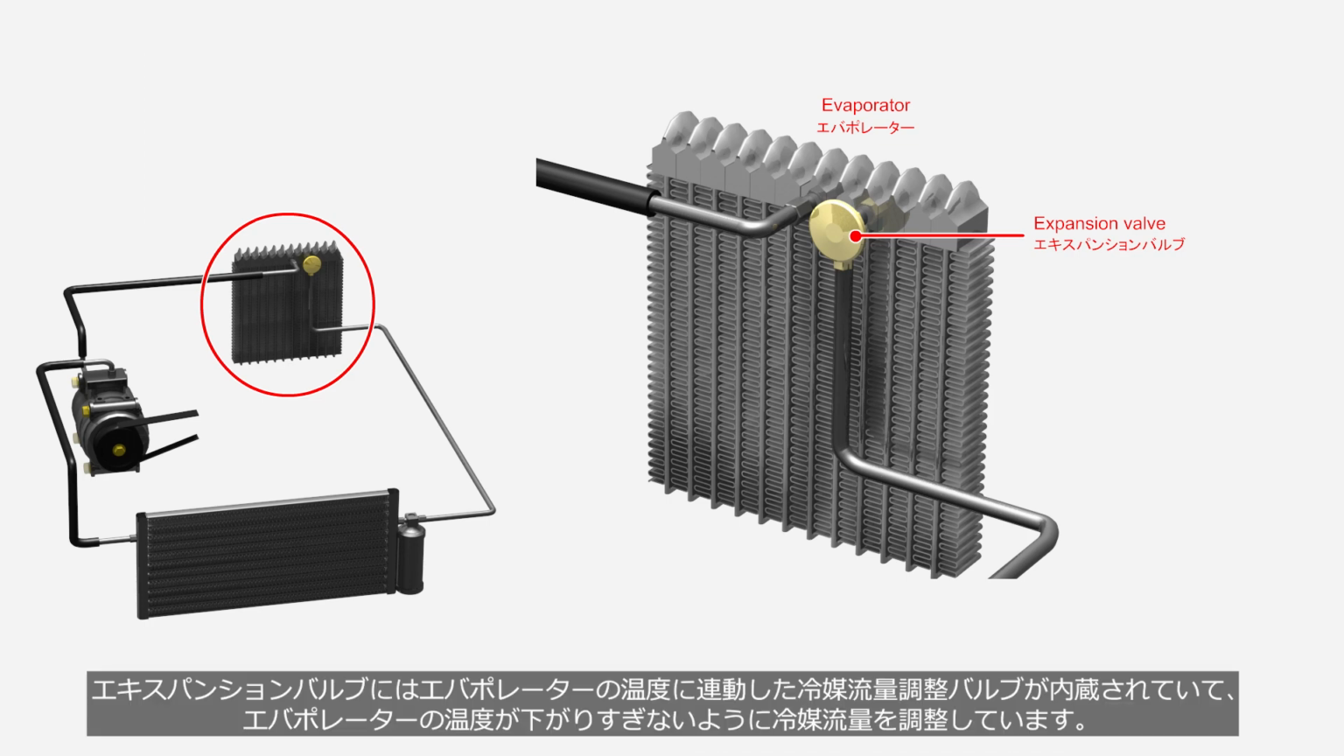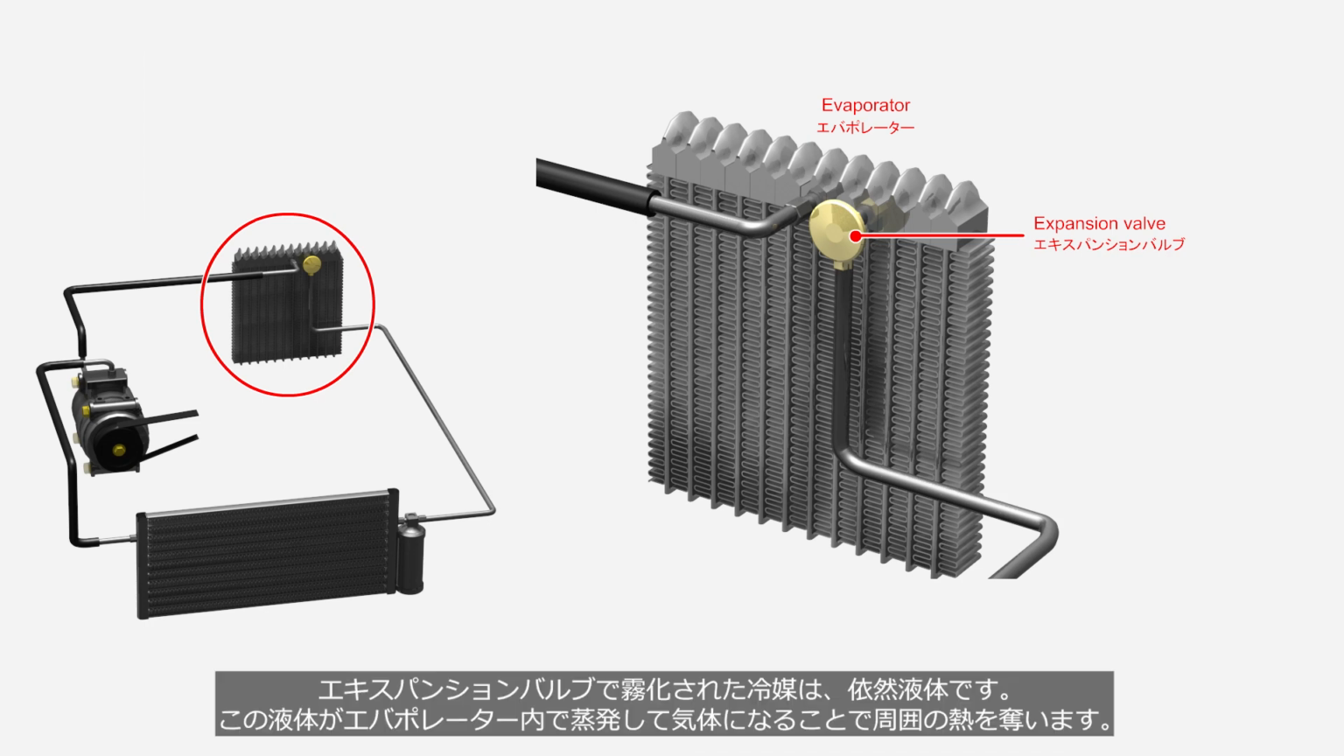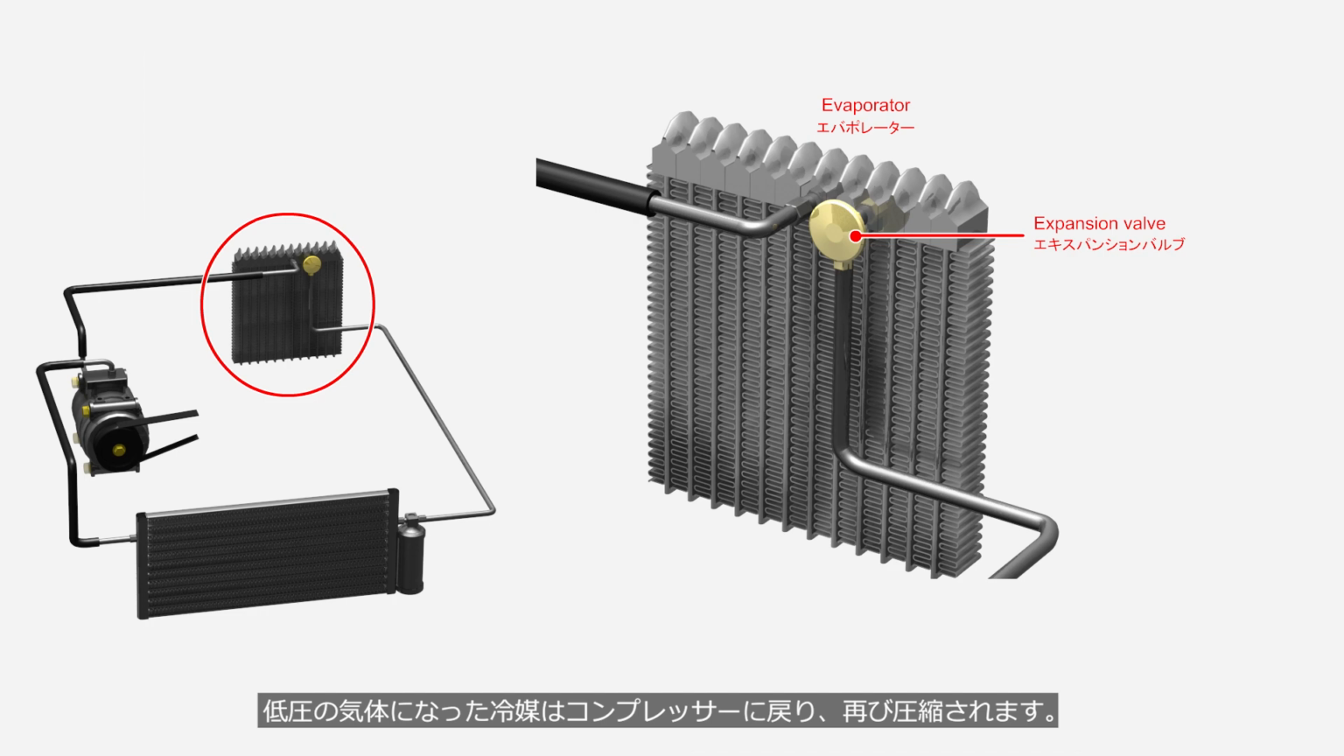The expansion valve is equipped with a refrigerant flow control valve that is responsive to the temperature of the evaporator. It adjusts the amount of refrigerant flow to prevent the temperature of the evaporator from dropping too low. The refrigerant is atomized by the expansion valve, but still remains in liquid form. As this liquid evaporates within the evaporator, it absorbs heat from the surroundings and transforms into a gas. The low-pressure gaseous refrigerant returns to the compressor and is compressed again.